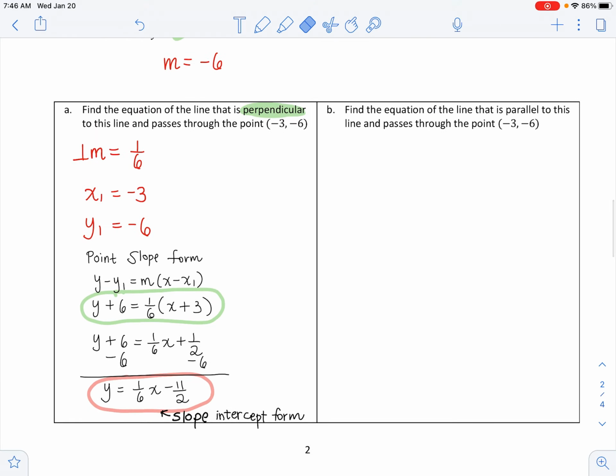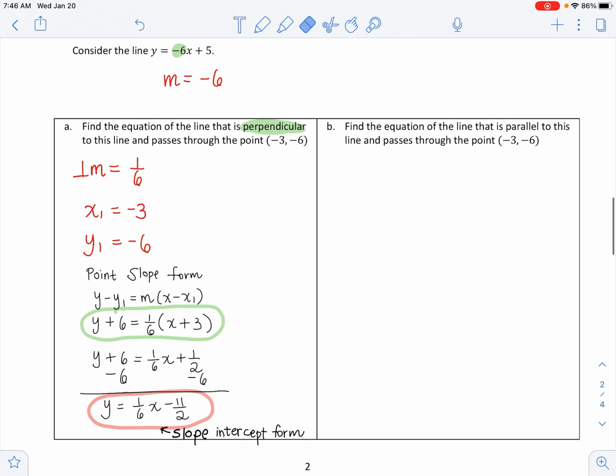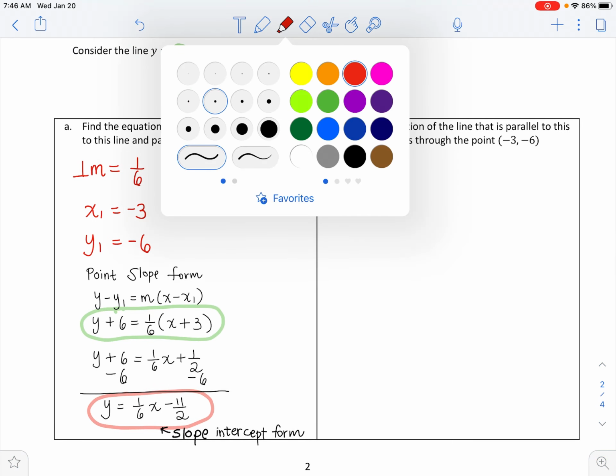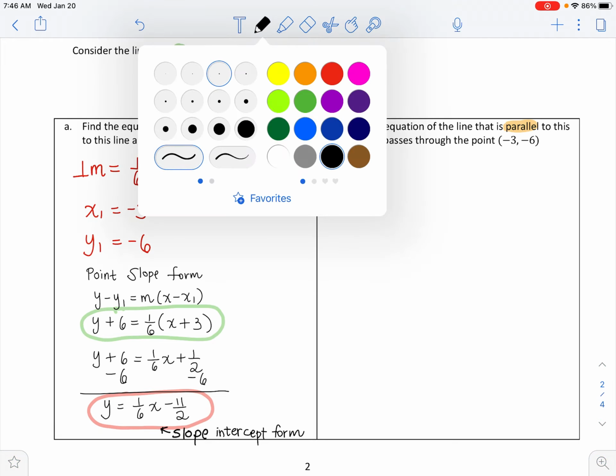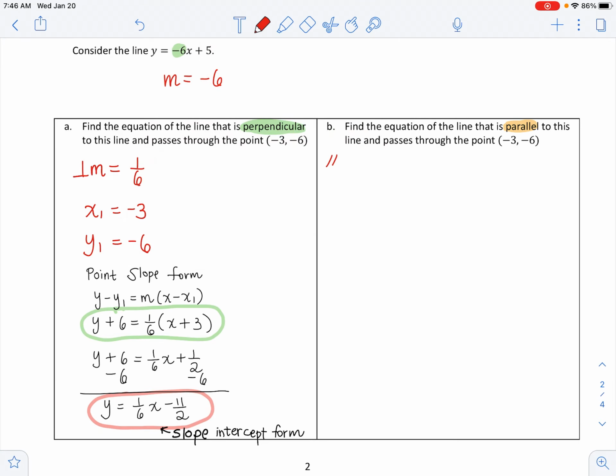All right, let's do one more. This time we're finding the equation of a line that is parallel to this line. So the slope that we are using this time is the same as the original slope of negative 6. Did they change the x and y value? x is still negative 3 and y is still negative 6. So we're using the same x and y value.